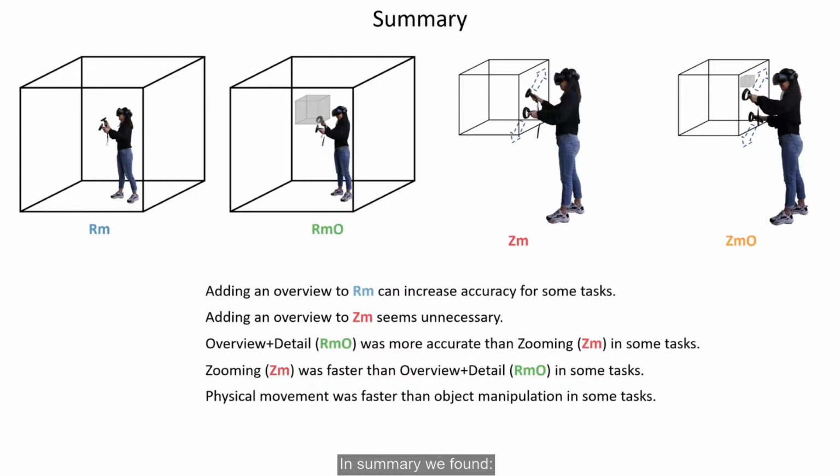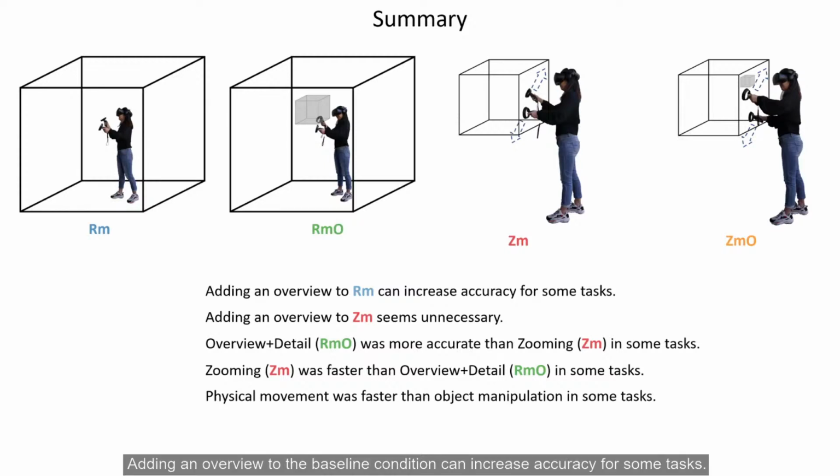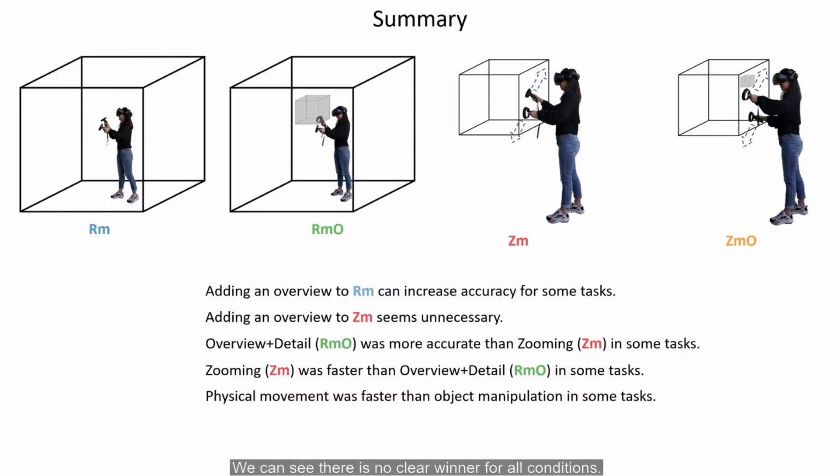In summary, we found adding an overview to the baseline condition can increase accuracy for some tasks. Adding an overview to a zooming interface seems unnecessary. Overview plus detail was more accurate than zooming interfaces in some tasks. Zooming was faster than overview plus detail in some tasks. Physical movement was faster than object manipulation in some tasks. We can see there is no clear winner for all conditions.